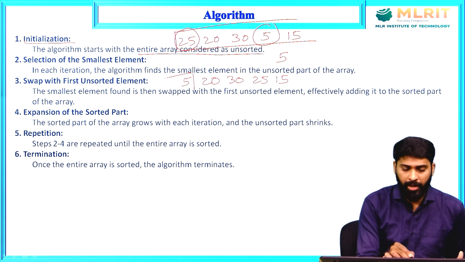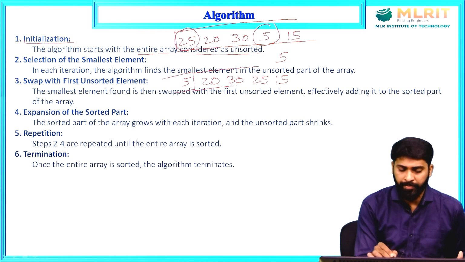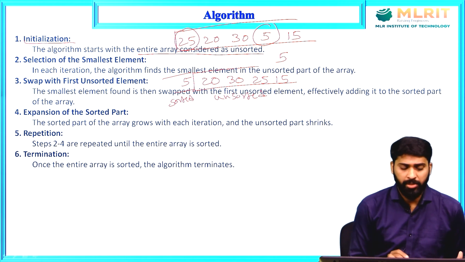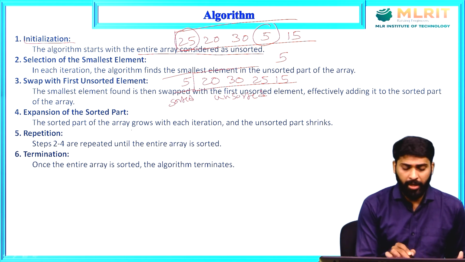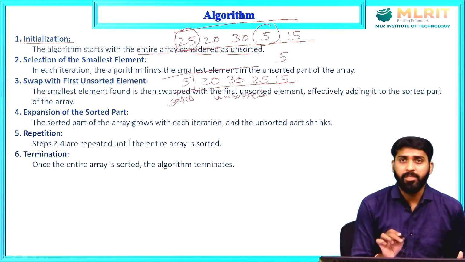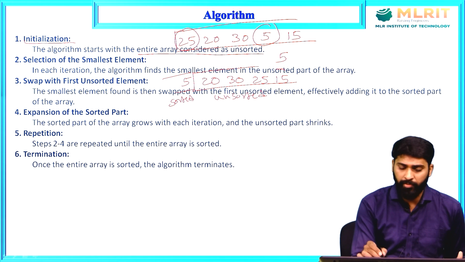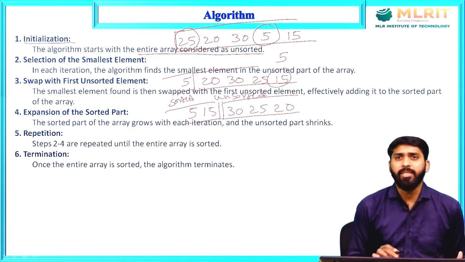Now the array is divided into two parts. This part is in sorted order, and the remaining is in unsorted order. The fourth step is expansion of the sorted part. The sorted part of the array grows with each iteration. This is the first iteration. In the second iteration, again you identify the smallest element, that is 15. So 5, 15, 30, 25, 20. Now 5, 15 is in sorted order, and 30, 25, 20 is unsorted.